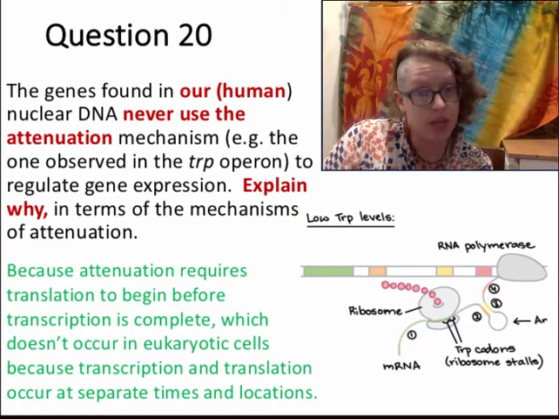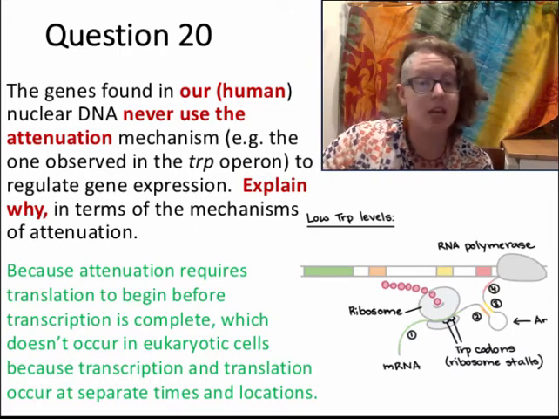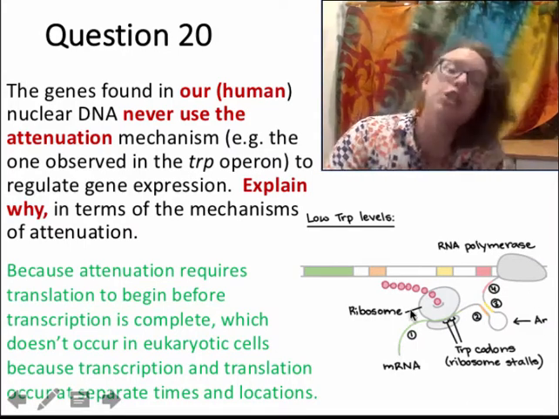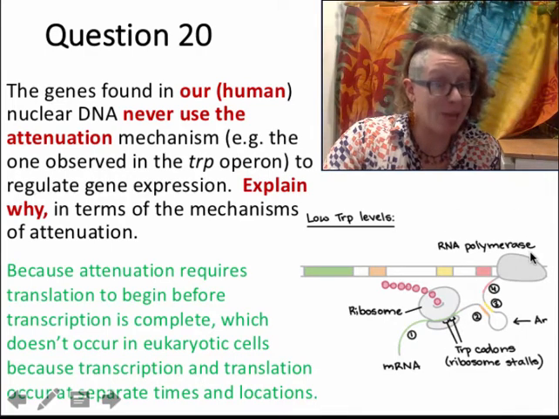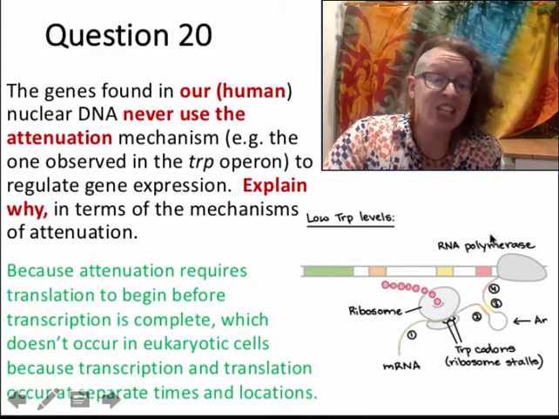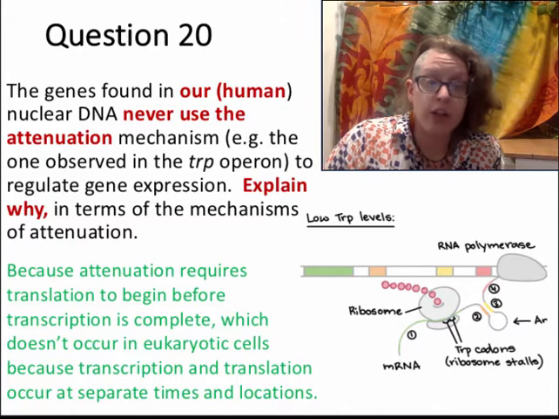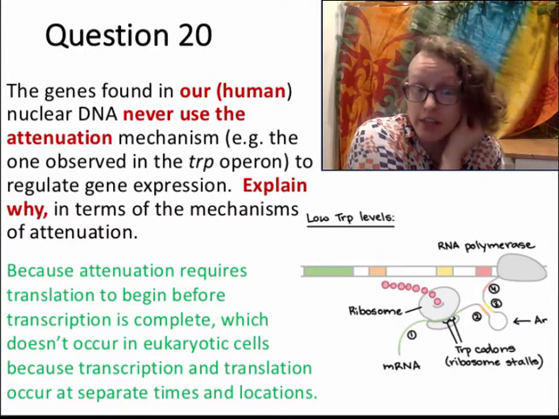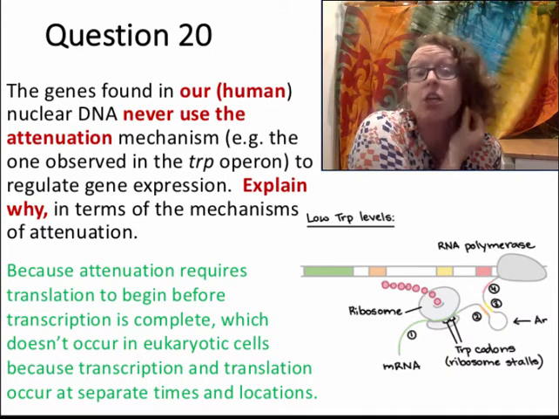This is the answer. It's because attenuation requires transcription and translation to be in the same place, because this termination loop is dependent on the location of the ribosome in reference to RNA polymerase. And these things are not in the same area in eukaryotes. Attenuation requires translation to begin before transcription is complete, which doesn't occur in eukaryotic cells because transcription and translation occur at separate times and locations.